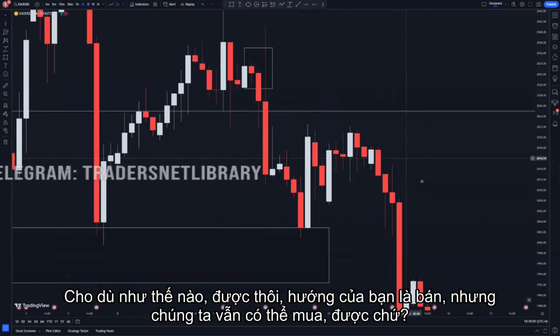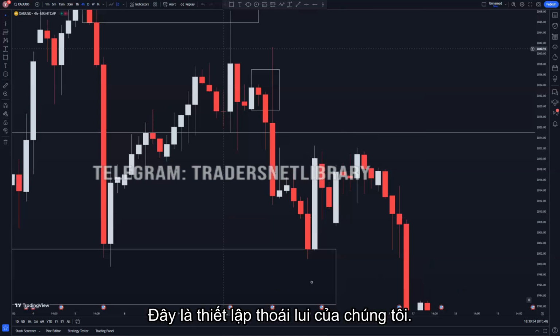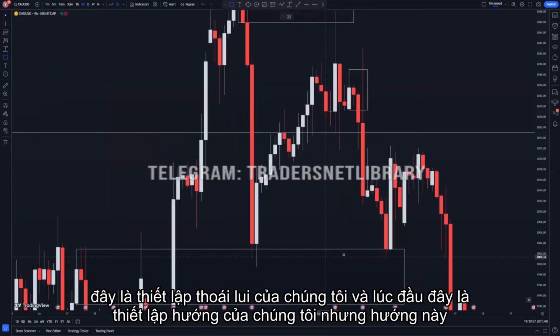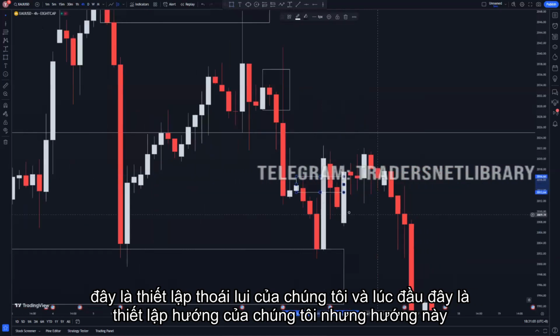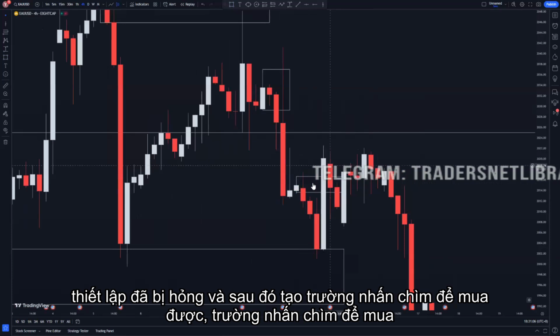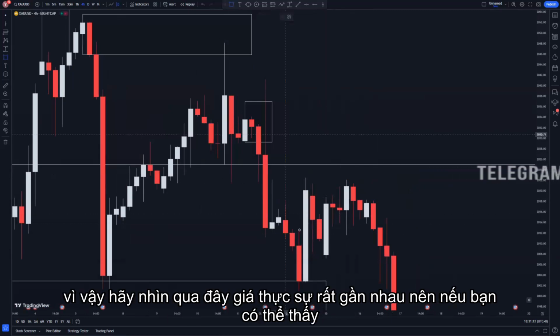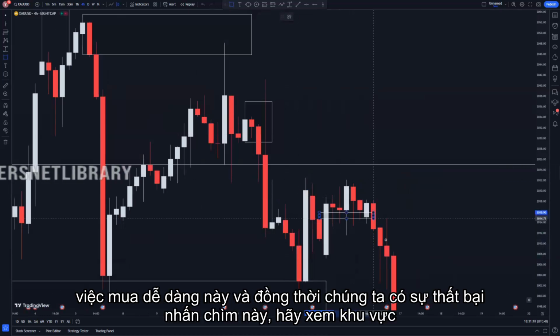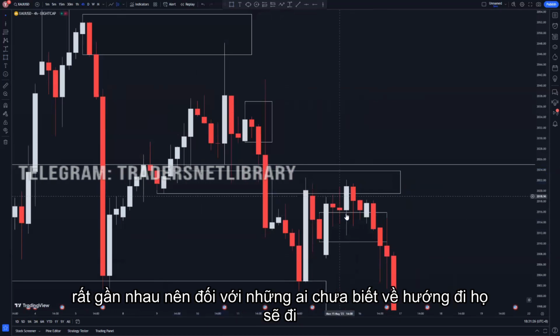No matter, your direction is selling, but still we can take a buy. This one is our retracement setup. And at first, this one was our direction setup. But this direction setup has been broken and then created an engulfing for buy. So look over here. The price is really, really close to each other. If you can see this EG buy, and at the same time, we have this engulfing. See, the zone is very, very close to each other.